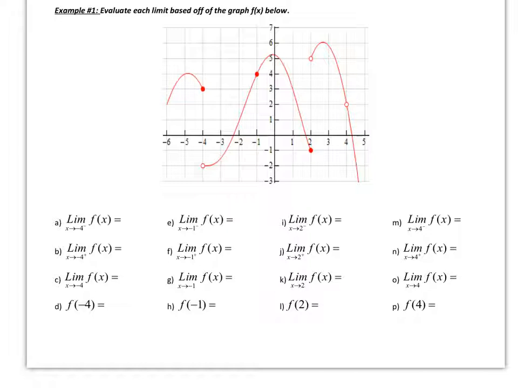So now if I want to find the value of the function, what is f of negative 4? What is the y value when x is negative 4? Do I look up here or do I look down here? The answer is that you look up here. Remember, you look at the closed circle rather than the open. The closed circle means equal to, and the open circle means not equal to. So when x is negative 4, y is 3.